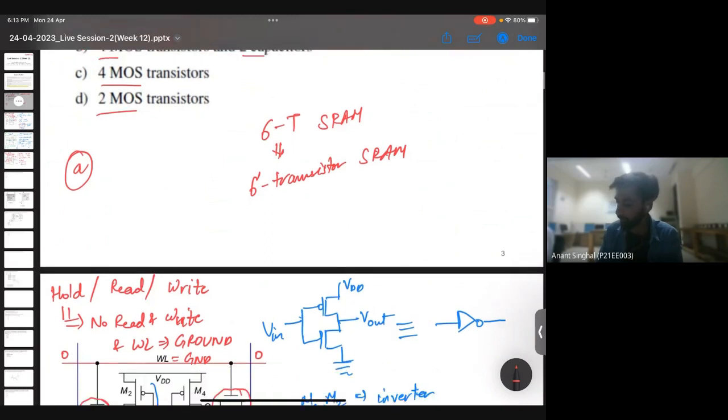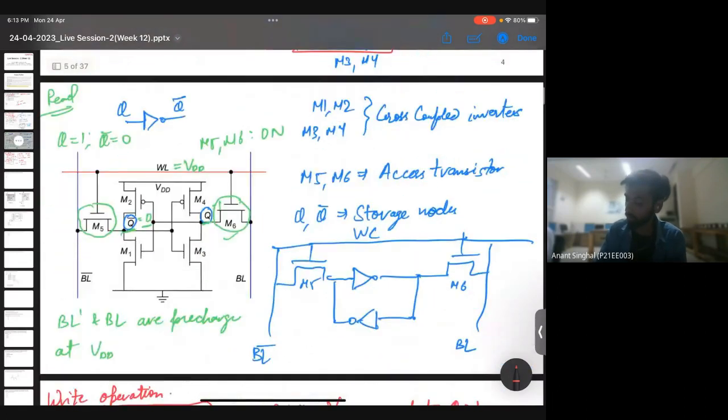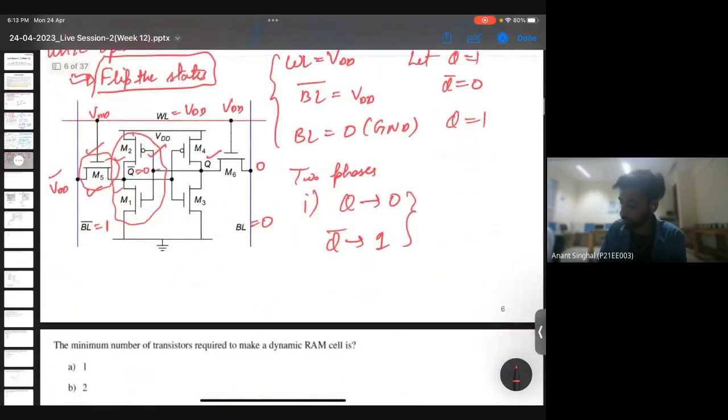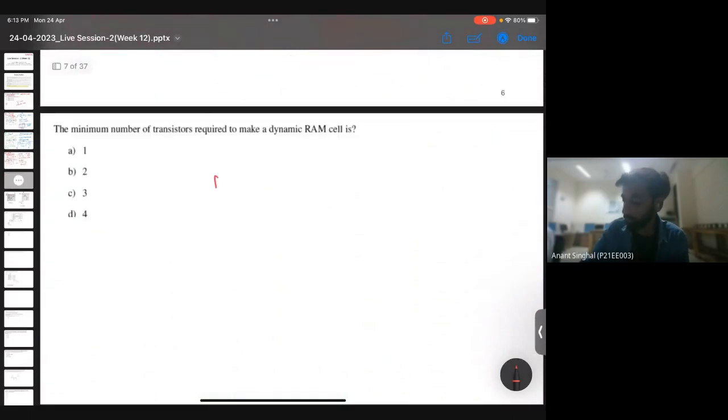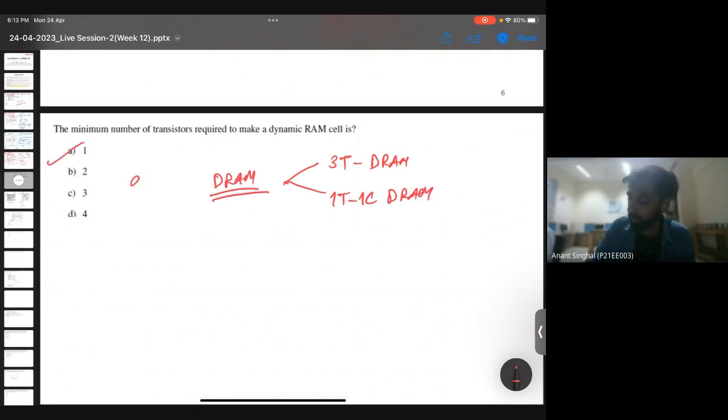If you have any doubt, you can write in the chat box. Okay, so let's go to the next question also, because it is a similar type of question. It talks about DRAM. It is again asking the minimum number of transistors required to make a DRAM. Now a DRAM is of two types. One is a three transistor DRAM, and one is a one transistor, one capacitor DRAM. The minimum number of transistors from which we can make a DRAM is one only.